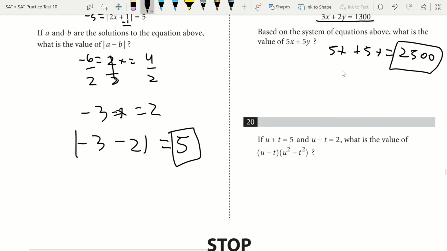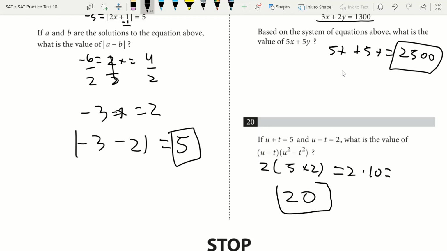Question 20, if u plus t equals 5 and u minus t equals 2, what is the value of u squared minus t squared? Well, I was just told u minus t is 2. And then u squared minus t squared, that's the difference of perfect squares. So that's going to be my u plus t times my u minus t. So I can go ahead and plug in 5 times 2 there. And I'll be left with 2 times 10, which is equal to 20. So my answer will be 20.